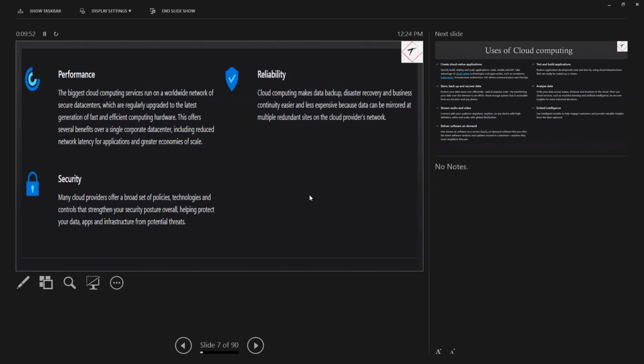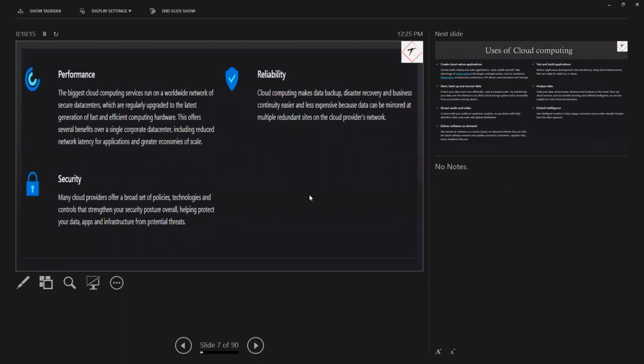Reliability again is one of the key benefits. You can make multiple backups. You can make multiple backups across regions. You can have disaster recovery. And also you can have multiple redundant sites spanned across the globe to ensure there is no data loss.